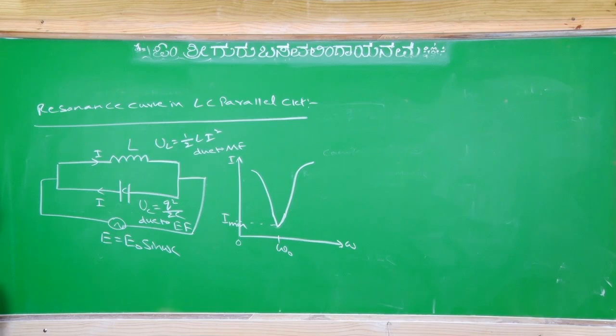The current minimum means what? We are able to say that there are no half power frequencies. Why? Current is only minimum. Minimum means there is no possibility of half power frequencies in this.